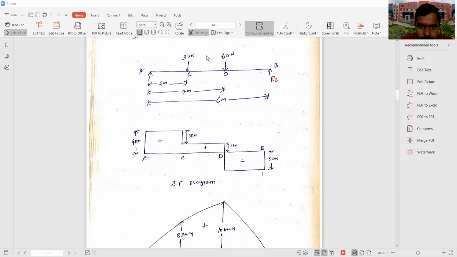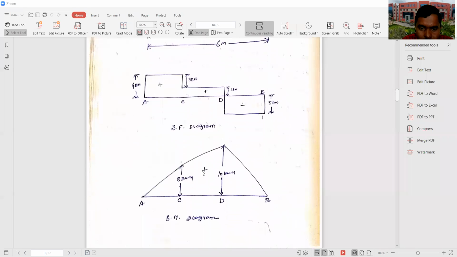In between C and D there is no force, therefore up to point D, 1 kilonewton continues. Then here 6 kilonewton acts downward, which is minus 6. So minus 6 plus 1, therefore minus 5 kilonewton. This minus 5 continues up to point B, because in between D and B there is no force. Here already you have the plus 5 kilonewton reaction, therefore at B, minus 5 plus 5 is 0. So it closes at 0, starting from 4 kilonewton. Then you can draw the shear force diagram like this.